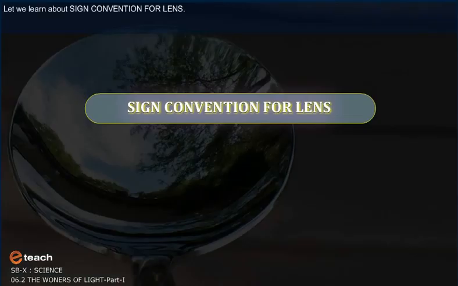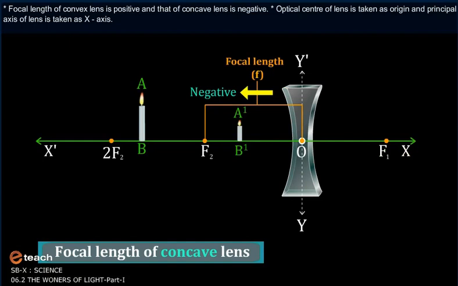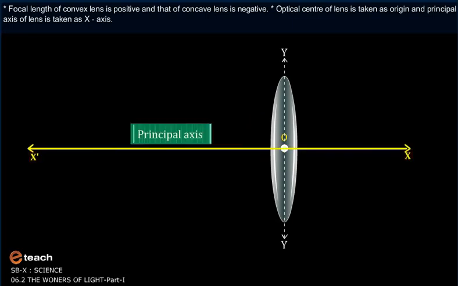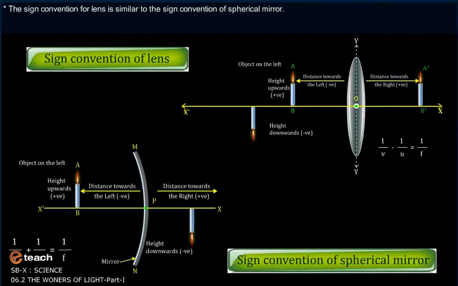Now let us learn about sign convention for lens. Focal length of convex lens is positive and that of concave lens is negative. Optical center of lens is taken as origin and principal axis of the lens is taken as x-axis. The sign convention for lens is similar to the sign convention of spherical mirror.